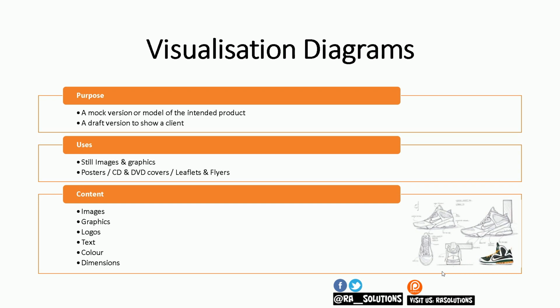In terms of the uses of a visualization diagram, obviously there are still images and graphics. They can be used in posters, CD and DVD covers, leaflets, flyers, and you can also create a visualization diagram before you go on and create a website. In terms of the content of a visualization diagram, the key things are images, graphics, logos, text, color and different dimensions and sizes.